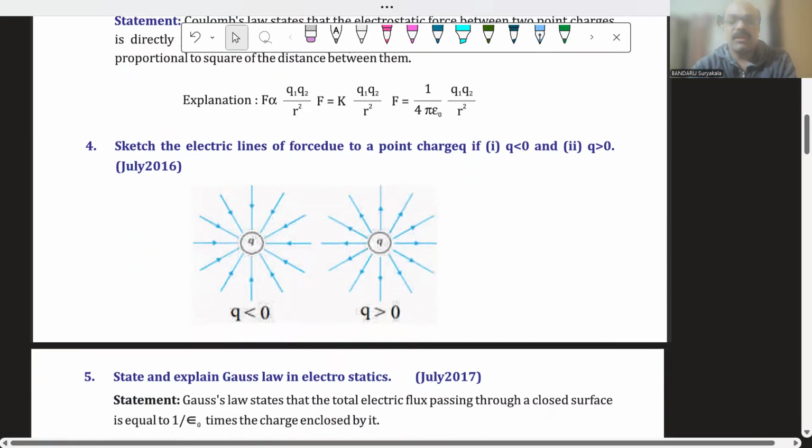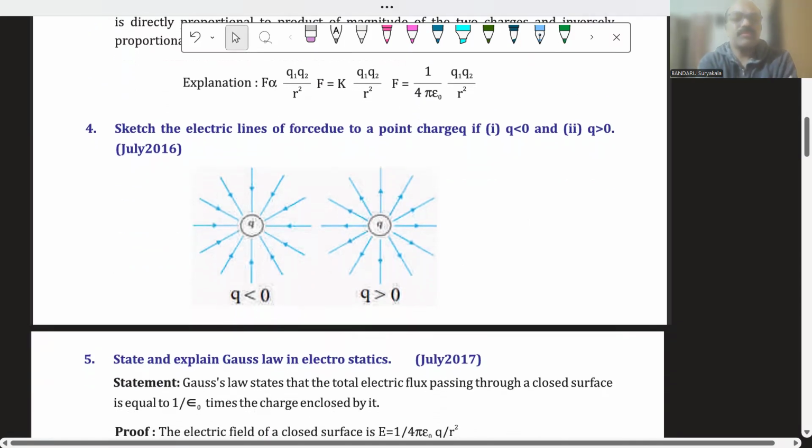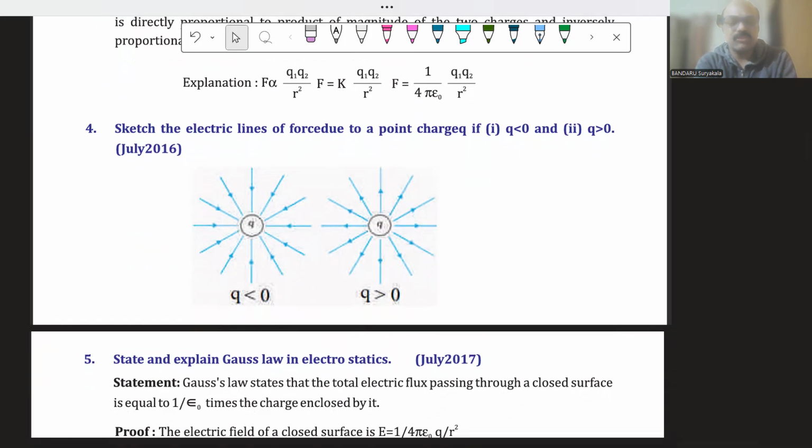Another most important one is: write the electric field line patterns for the positive charge and negative charge, or sometimes they will ask for q greater than 0 or less than 0. Electric lines of force diverge from the positive charge and converge towards the negative charge. This is the way we can write the answer for that question.